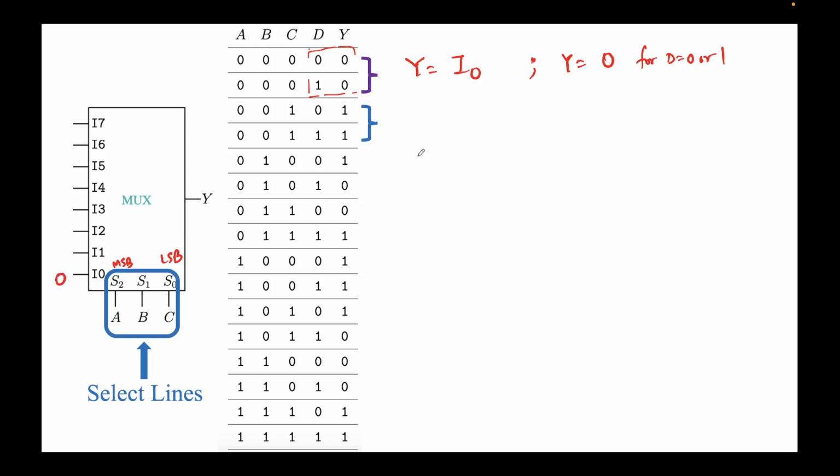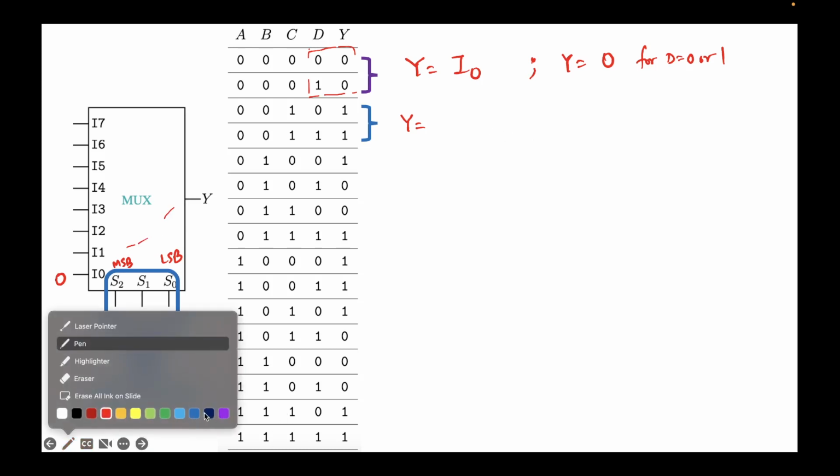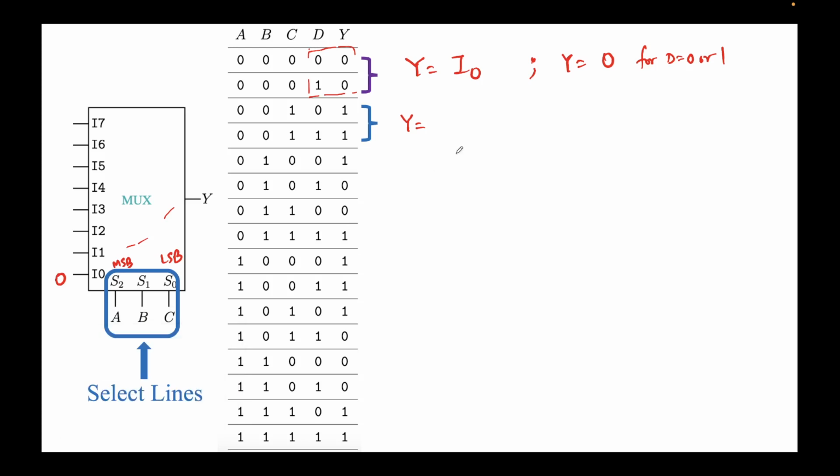Alright, now let's look at the second two rows where A is 0, B is 0 and C is 1. You see A is 0, B is 0 and C is 1 in these two rows. What's the value of Y here? Now there will be a short circuit using this pathway, this color. So for the blue color, this is the pathway. So Y will be equal to I1.